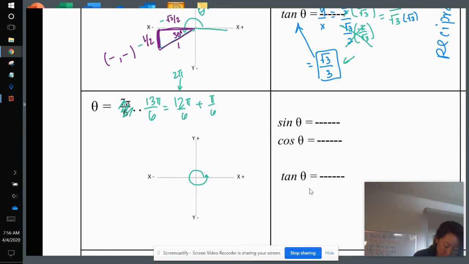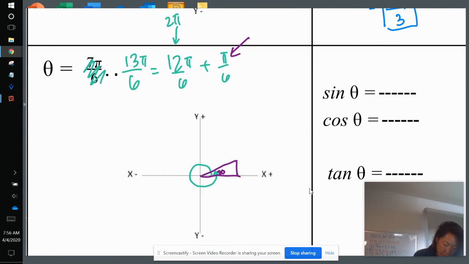I can just graph the pi over 6 and it will act the same as 13 pi over 6. So I'm going to start here and graph pi over 6. And pi over 6 is 30 degrees. So I get this, I drew the triangle so small. 1/2, 1, and root 3 over 2.